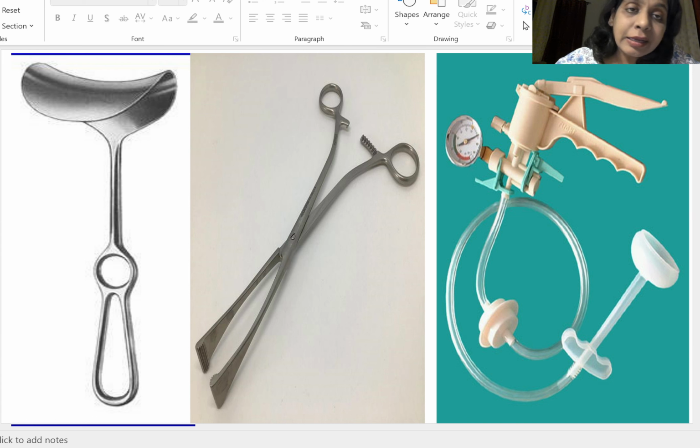The third and the last image is of the vacuum. So this is a manual vacuum. By compressing this like this, vacuum is created. Otherwise these days we connect these vacuum cups with vacuum machines, suction machines. That's it. That was all about the forceps, vacuum, cesarean and the episiotomy. Such small knowledge will cover all these 4 topics very nicely.